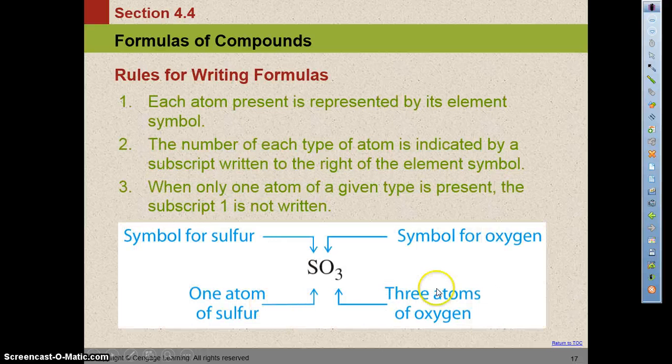Let's look at this example with sulfur trioxide. This is the proper name for this, sulfur trioxide. You'll learn that in the next chapter. S is the symbol for sulfur, and it's capitalized. The symbol for oxygen is O, which is also capitalized. It has one atom of sulfur, so notice there's no subscript showing here, indicating there's just a 1. And there are 3 atoms of oxygen, so there's a subscript 3 here for the oxygen, indicating there are 3 with every 1 sulfur atom.